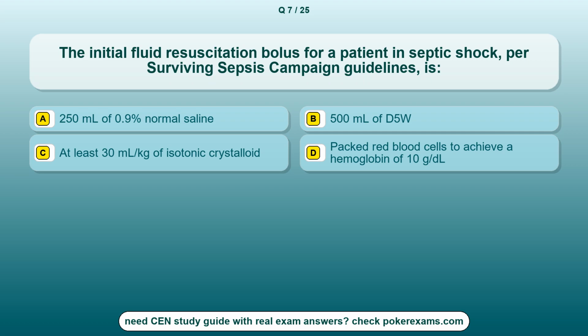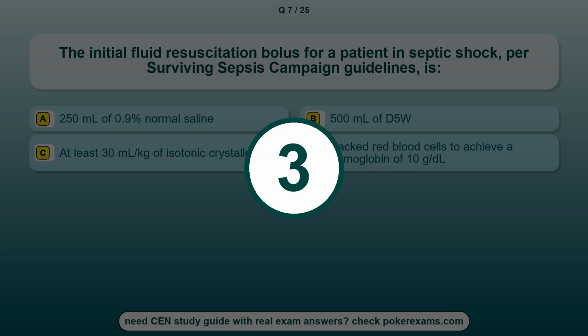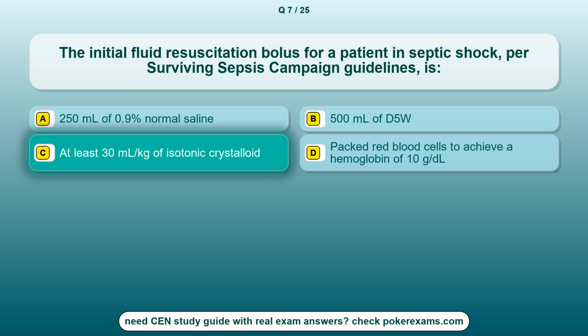Question 7. The initial fluid resuscitation bolus for a patient in septic shock, per Surviving Sepsis Campaign guidelines, is option A, 250 ml of 0.9% normal saline, option B, 500 ml of D5W, option C, at least 30 ml/kg of isotonic crystalloid, option D, packed red blood cells to achieve a hemoglobin of 10 g/dl. The correct answer is option C, at least 30 ml/kg of isotonic crystalloid.